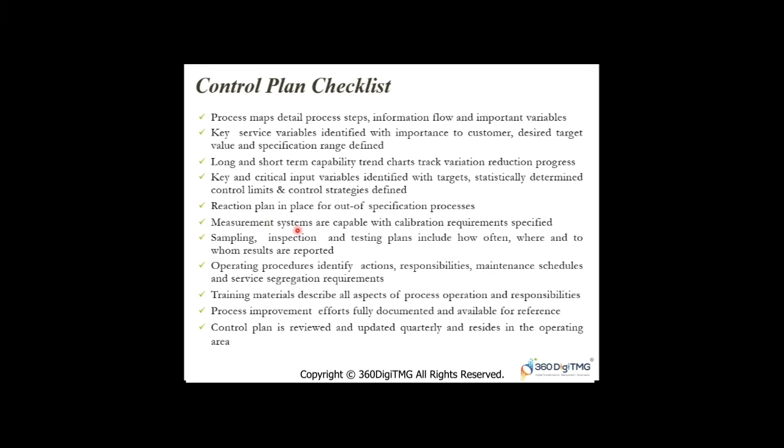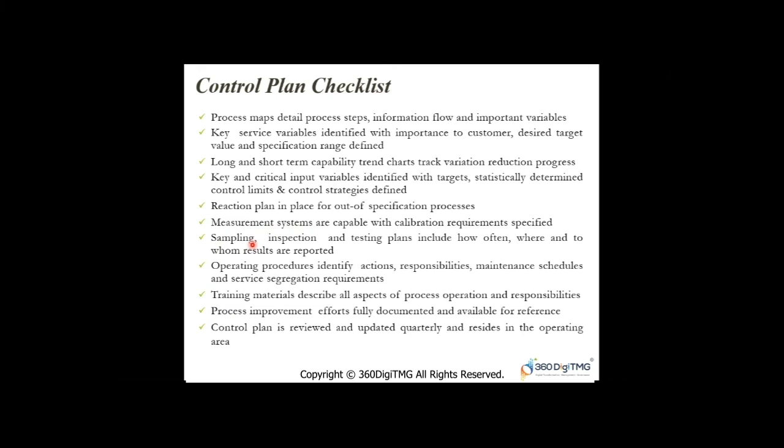We have already done the measurement system analysis even before we started the analyze phase, right? As part of our measure phase. However, now the process has changed. You have brought in the improvements. Post improvements, is your measurement system still capable of measuring accurately? You do that. You need to have a checklist there.